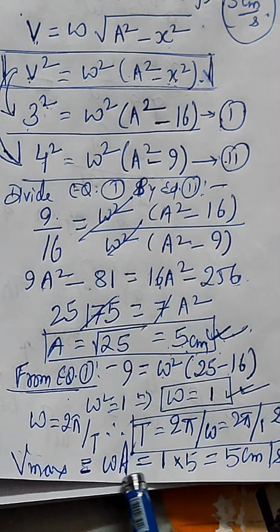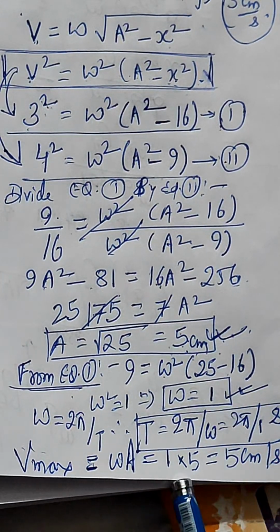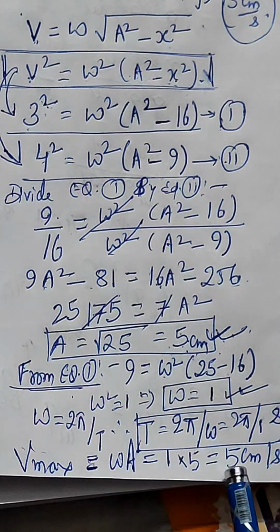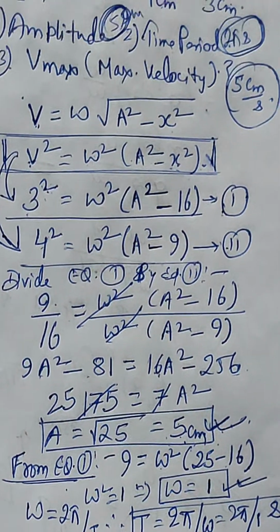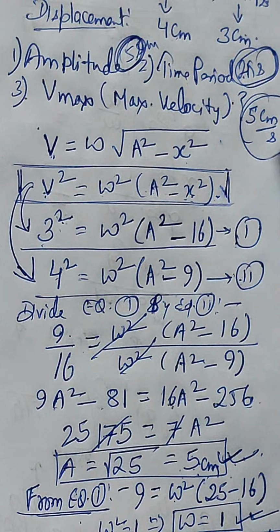The value of omega is known to you, that is 1, which we have already calculated over here, you can see. So put the value of 1 into a, and a is calculated as 5. 1 into 5, that is 5 centimeter per second. So in this way the third part of this question is solved, this one, 5 centimeter per second.